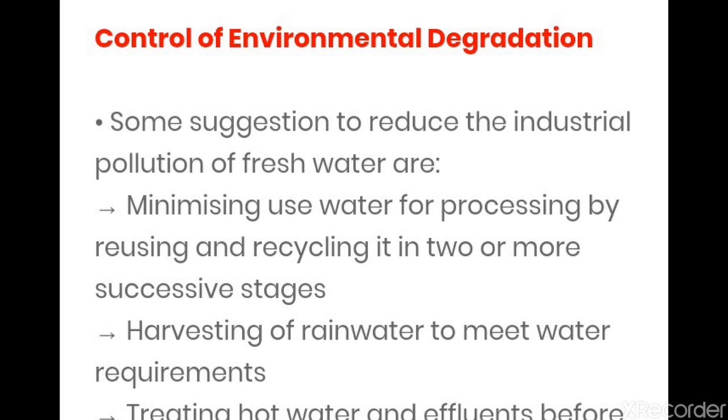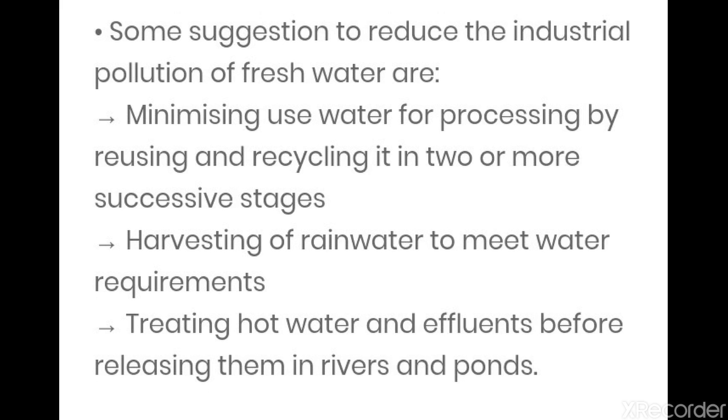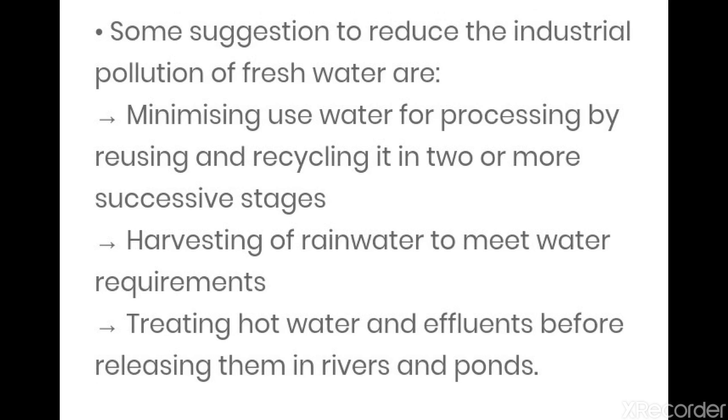And the treatment of industrial effluents can be done in 3 stages. And what are these 3 stages? Number 1, the first stage is the primary treatment, and this can be done by mechanical means like screening, grinding, sedimentation, etc.